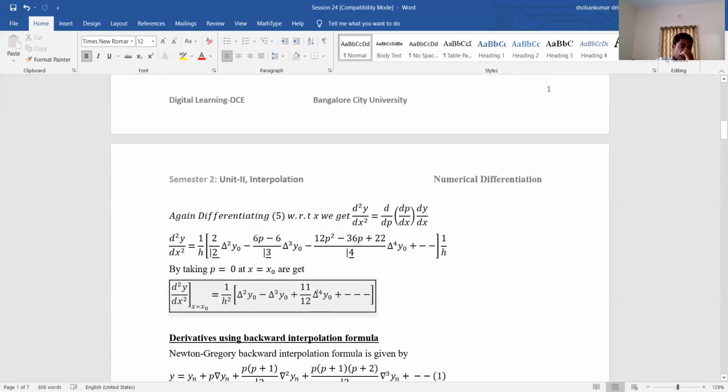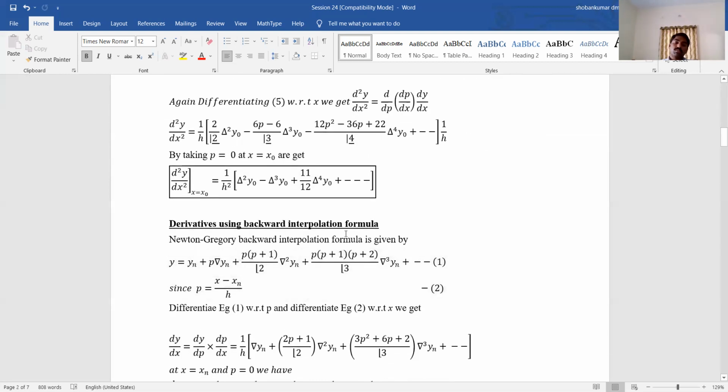Another way is, by using the given data, first we find the polynomial in x, which is y, and then directly differentiate with respect to x, we get dy by dx, and again differentiate dy by dx, we get d2y by dx square. That is also correct.